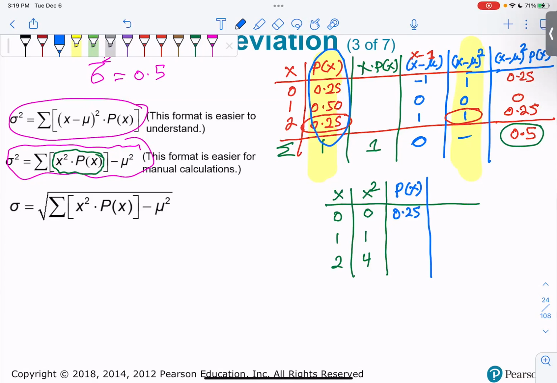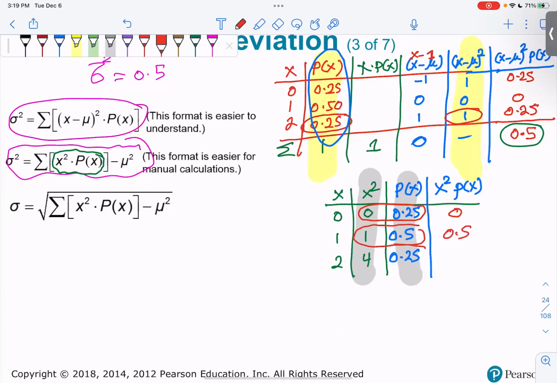0.25, 0.5, 0.25, and then for x squared times probability of x, we multiply this times this. So the first one will be 0. The second one, 1 times 0.5 will be 0.5. And then 4 times 0.25 equals 1. And then we want to take the summation, right? The summation of this is 1.5.